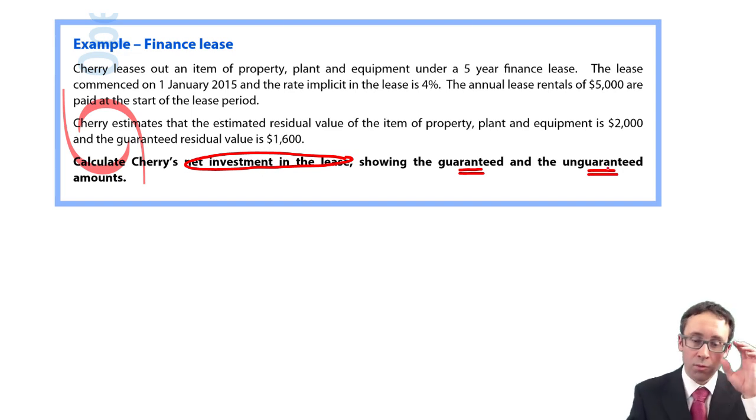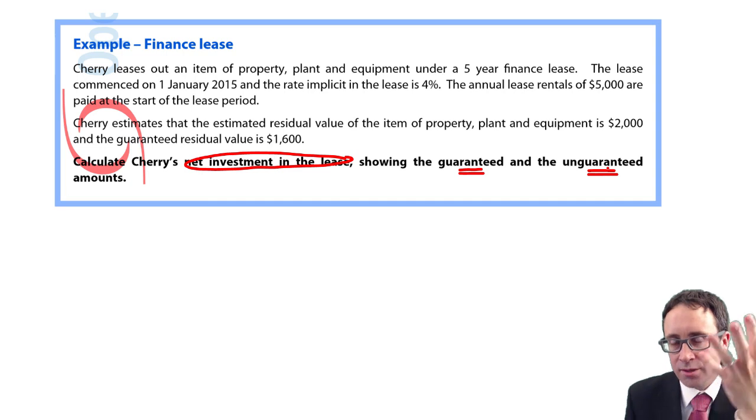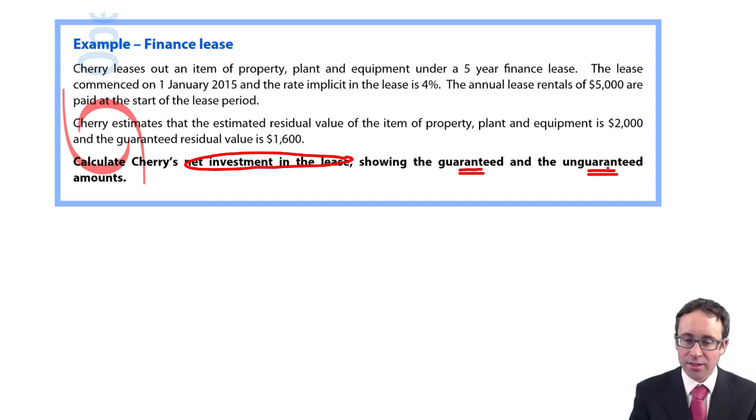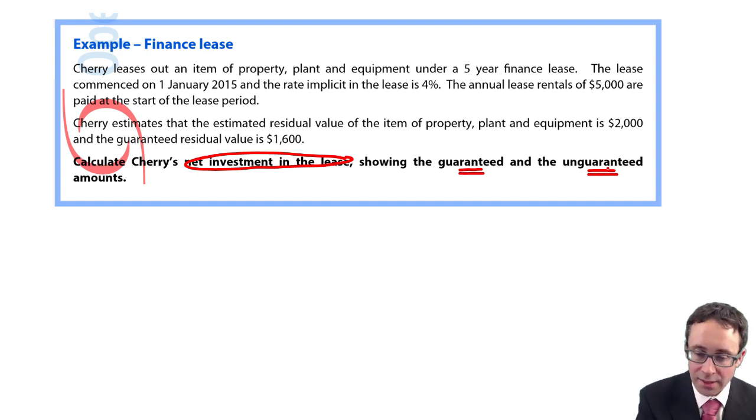So what have we got? It says Cherry leases out an item of property, plant and equipment under a 5-year finance lease. So it's telling us it is a finance lease. The lease commenced on the 1st of January 2015 and the rate implicit is 4%.